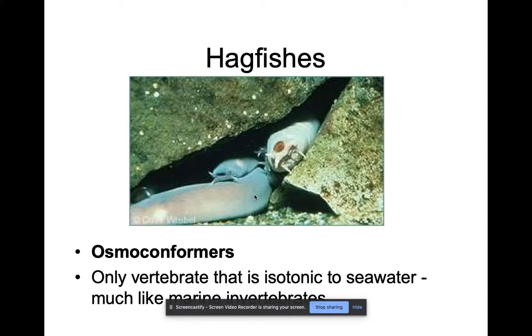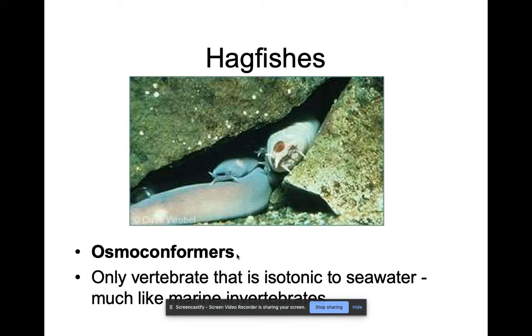The example of osmoconformers is very, very early fishes, and I actually like that, in that early fishes haven't developed a well enough functioning kidney to regulate where they're living. So this here is the only vertebrate that's isotonic in seawater.